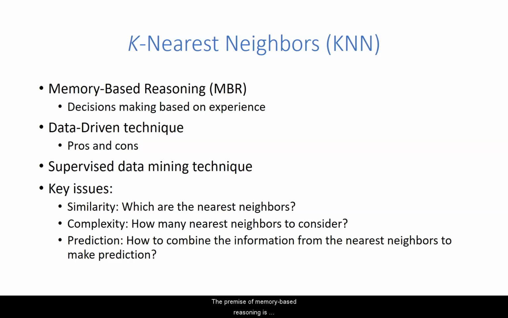The premise of memory-based reasoning is that we tend to guide our decisions using the memories of similar situations we experienced in the past. We do this hundreds or even thousands of times each day, and we don't even realize that. The same idea can be applied to a machine learning or artificial intelligence technique called K-nearest neighbors, which allows computers to make decisions based on past experience or cases.